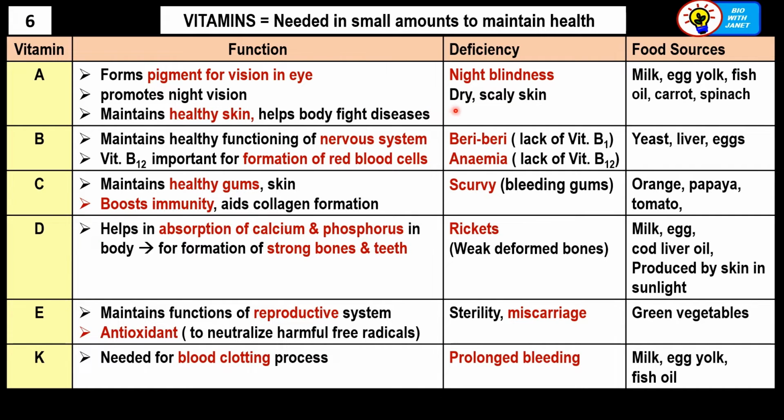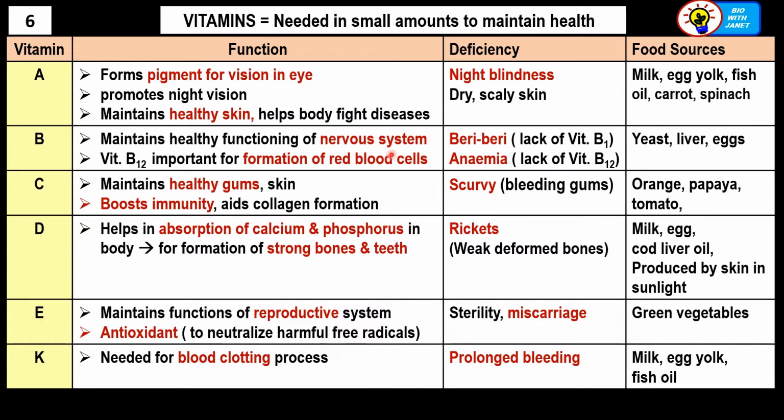Now, if you notice, some skincare products also include vitamin A in their products, sometimes known as retinol, right? This is because vitamin A promotes healthy skin, okay? So lack of it causes dry, scaly skin. Food sources are milk, egg yolk, fish oil, carrots, and spinach. So carrots have beta-carotene which can be converted into vitamin A when it is eaten.